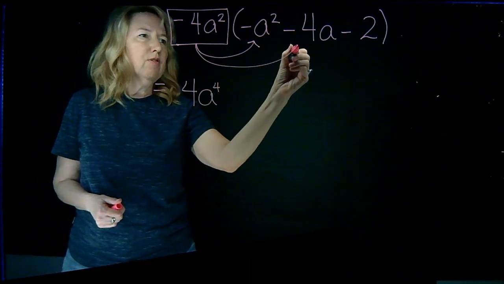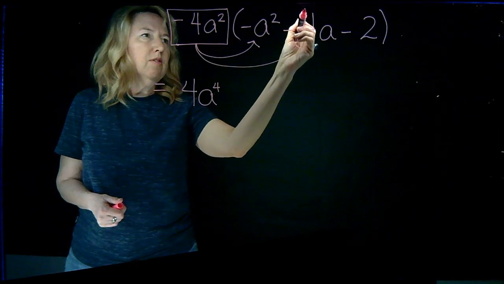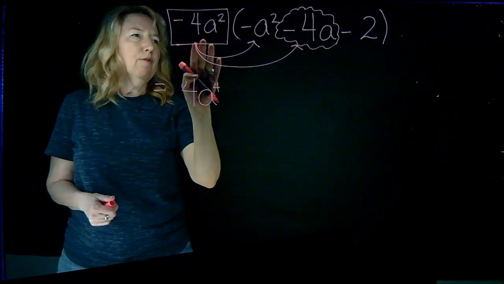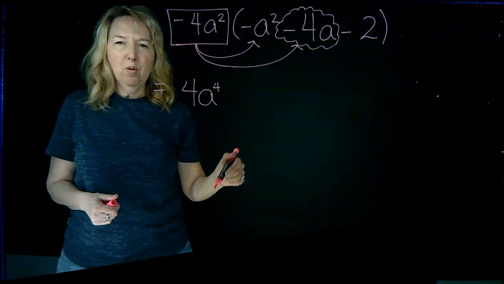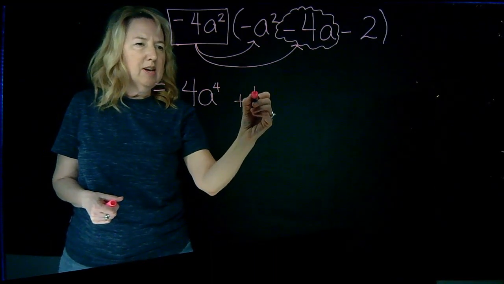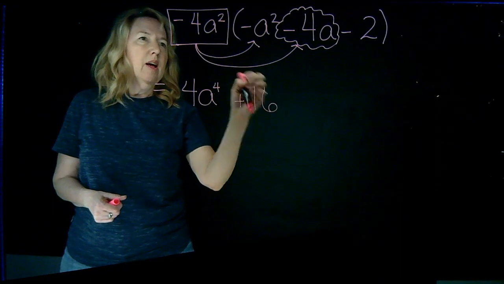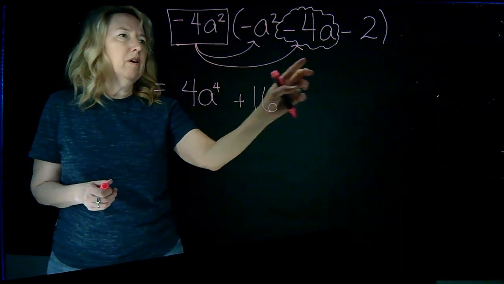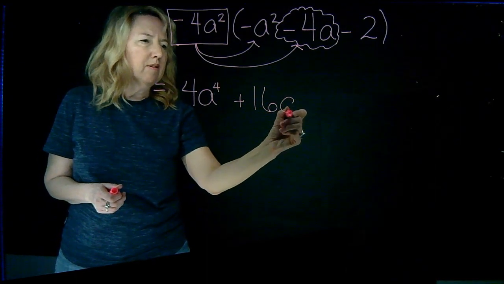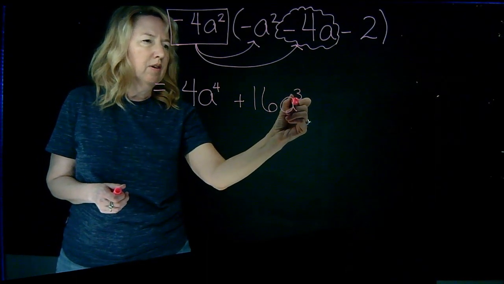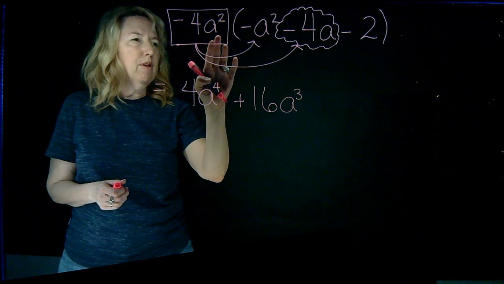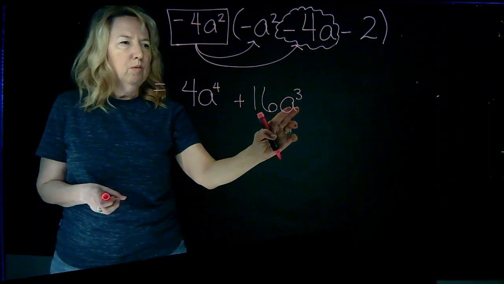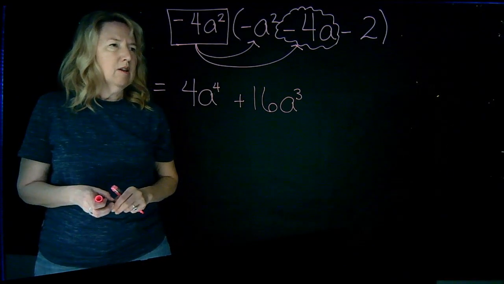Repeat the process for the middle term. So this time, I have negative 4a squared times negative 4. That's a positive 16. But the variables have to be dealt with as well. We have a squared times a, which makes a to the 3rd power now. Because if I have two of them multiplying here, and I'm multiplying with a third one, we can write that as a to the 3rd.